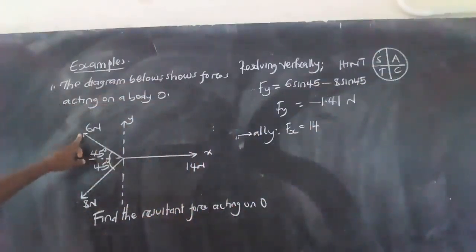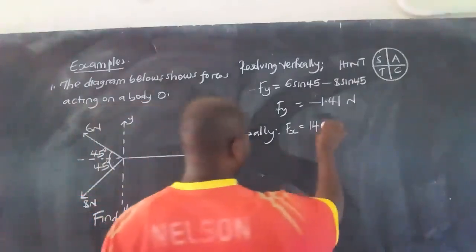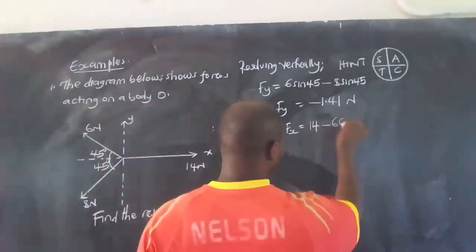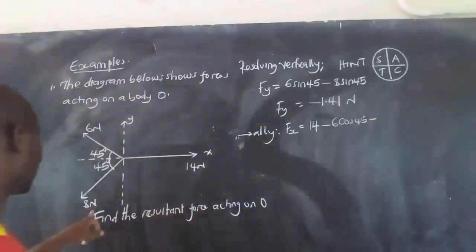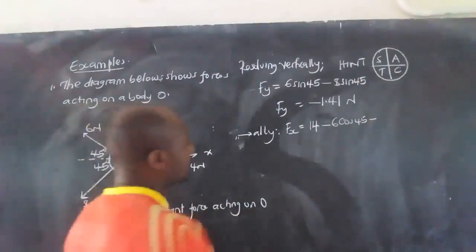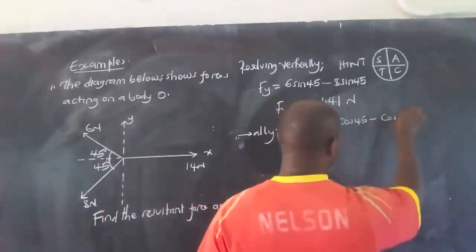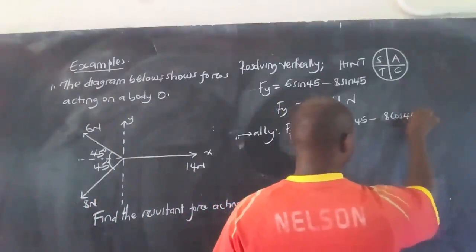Then this one has a horizontal component, but in this quadrant cos is negative. So minus 6 cos 45. Minus, in this quadrant also, cos is negative, okay? In this quadrant, the cos of this angle is negative. So minus 8 cos 45.